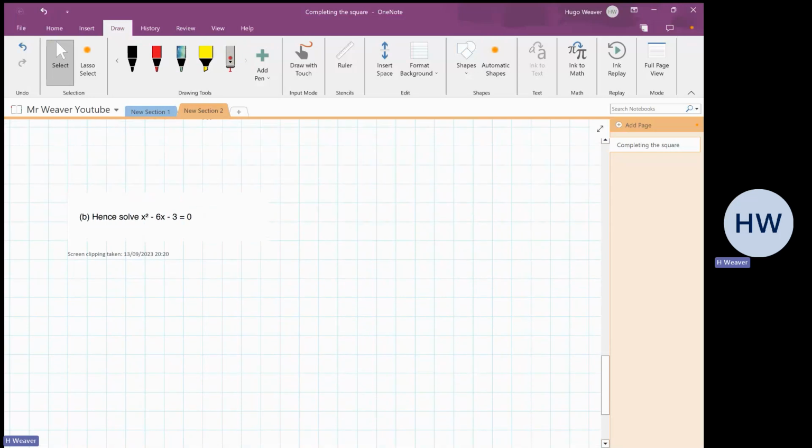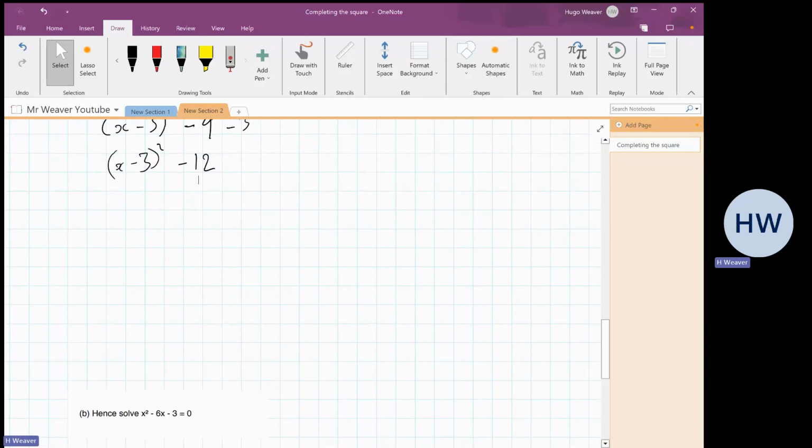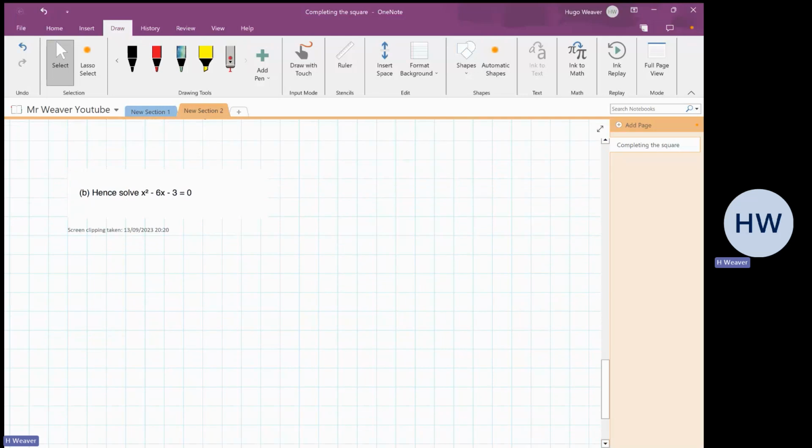So now we need to solve it. My answer from the original one was (x − 3)² − 12. Now this is the point where you get to solve it. You may not be on this point at this moment in time; you may just be completing the square. But when you're solving it, you do it just like any other equation. So I'm going to bring the 12 over to the other side, and I'm left with (x − 3)² = 12.